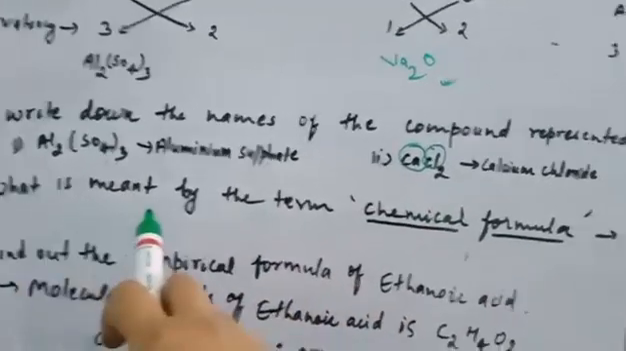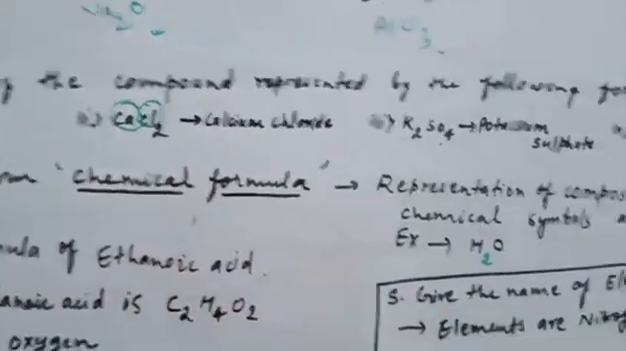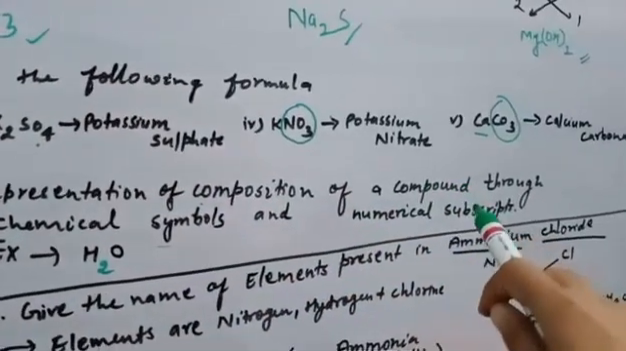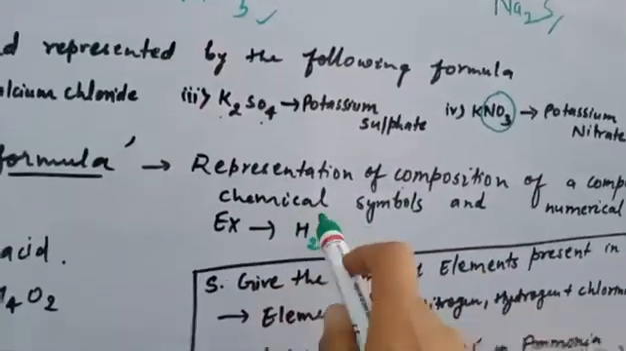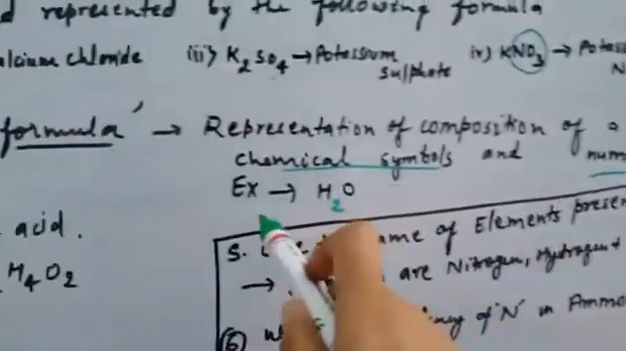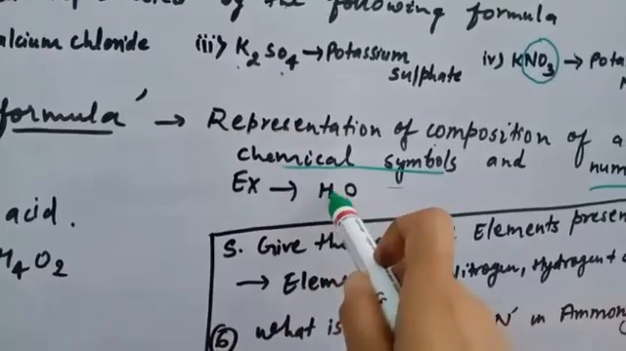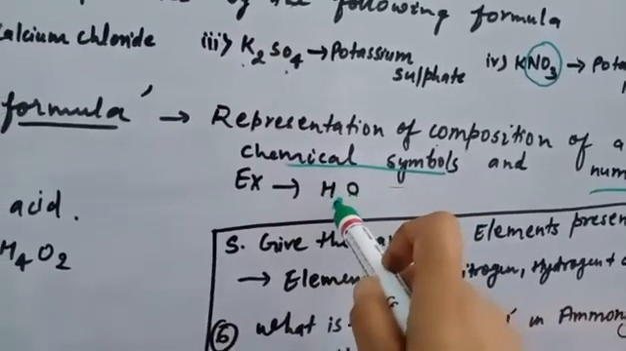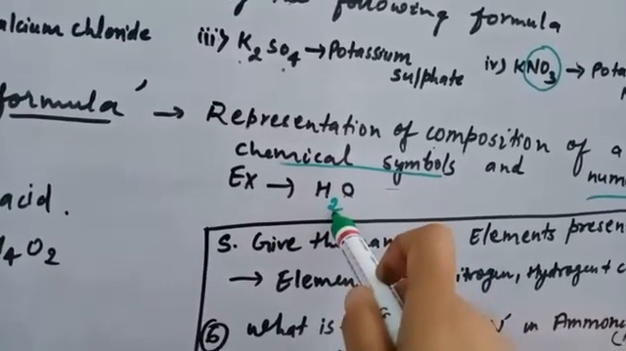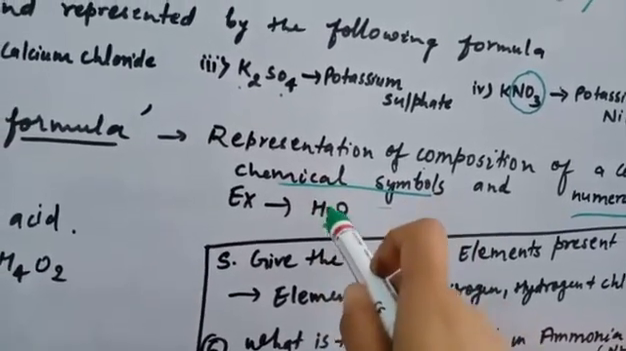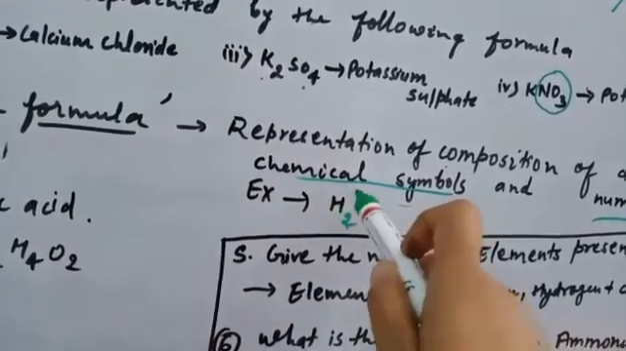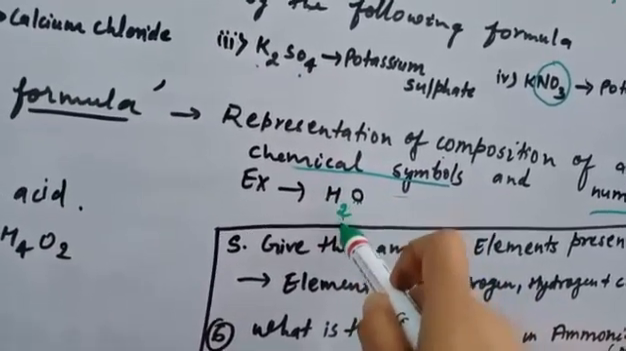Now third is, what is meant by the term chemical formula? Chemical formula is the representation of the composition of a compound through chemical symbols and numerical subscripts. Example H2. Here we have written the symbols of the composition, and the number of atoms we have shown by the numerical subscript.